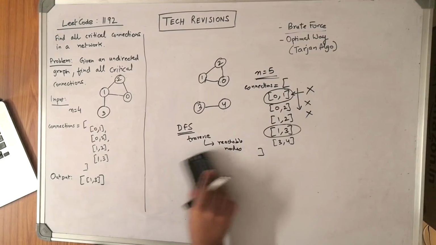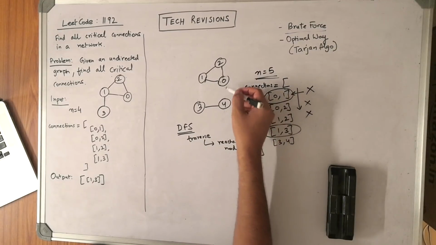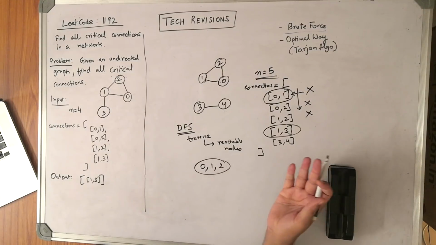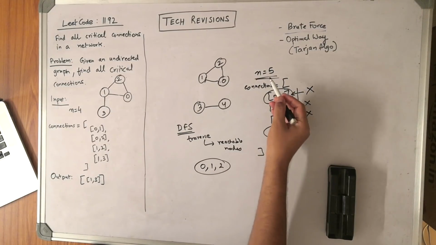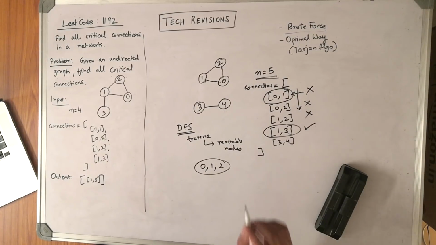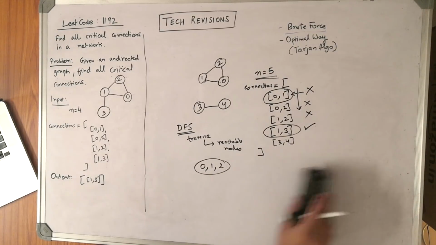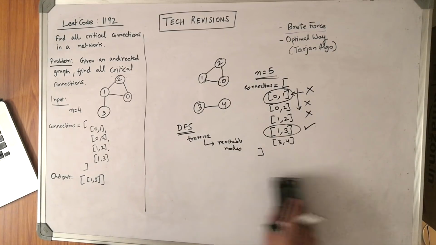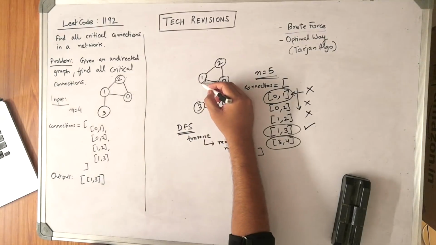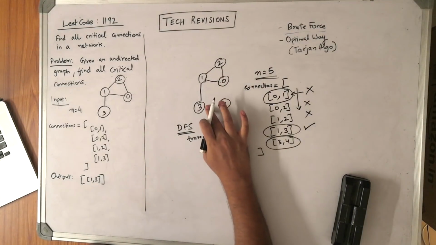Or the other condition would be that you start with any of these nodes. In that case, you will be able to traverse only 0, 1, and 2, and 3 or 4 you will not be able to traverse, and hence you know that your graph is broken into 2 parts. Hence, that proves that this is a critical connection. Similarly, let's look at this particular example also, right? Let me put this edge back and let me remove this edge.